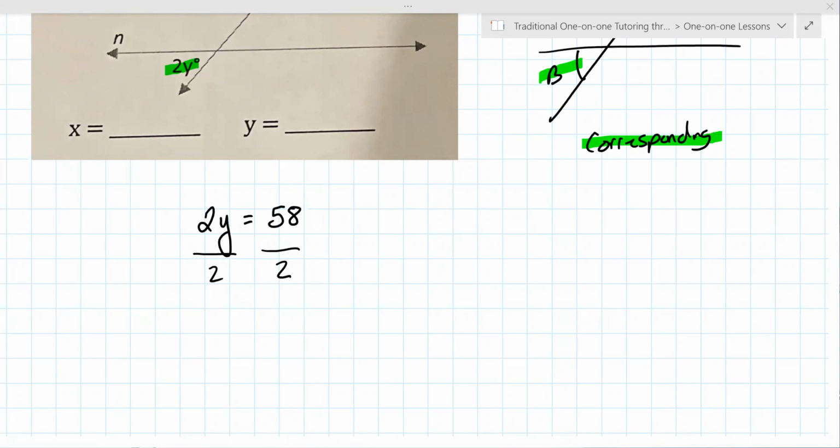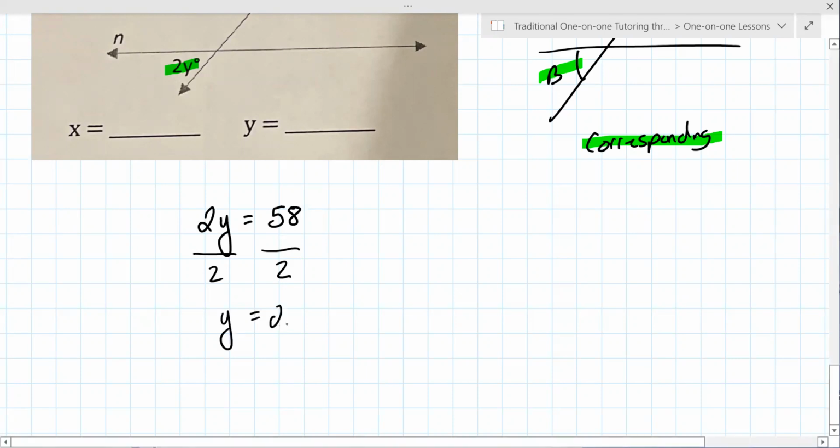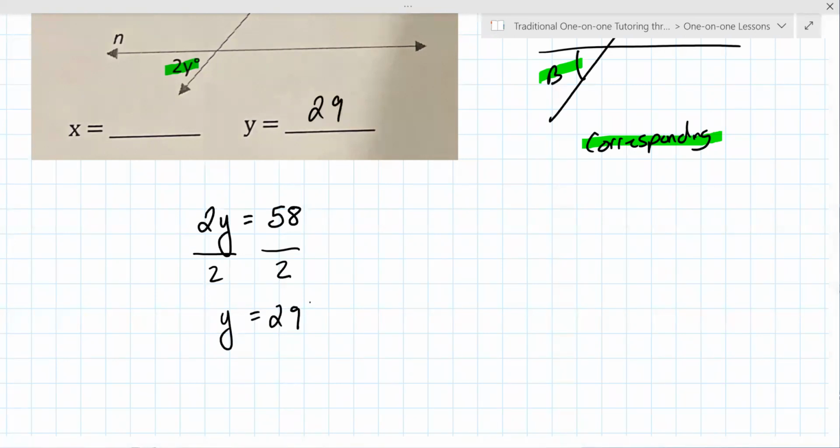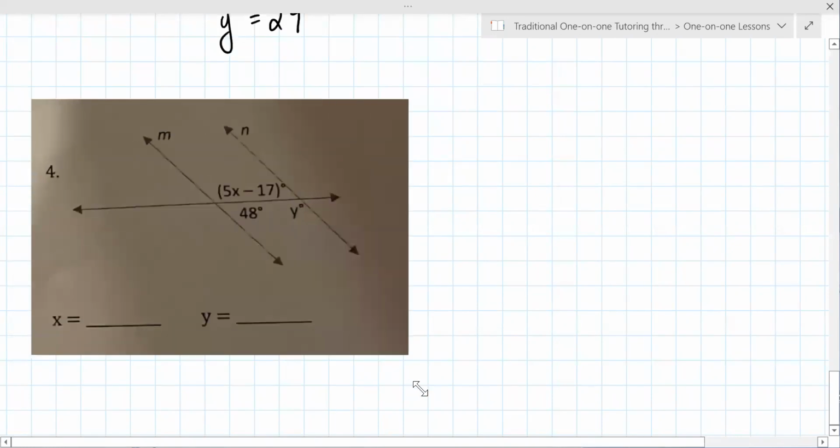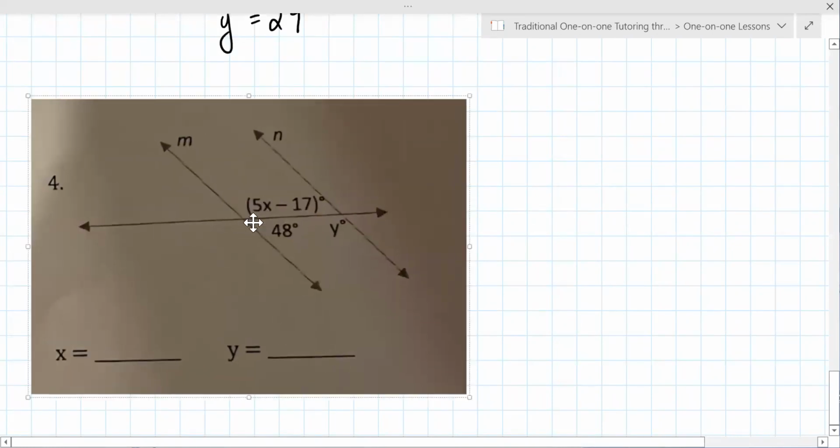$29. Yeah, y is 29. Good. All right, so make sure you get that down, and we'll move to number 4 here shortly. Okay, got it down. Okay, so number 4 is not drawn very well, but I can help you figure this out.